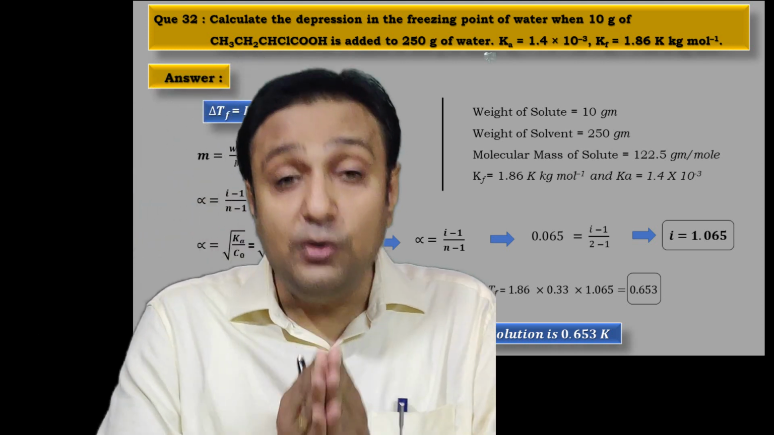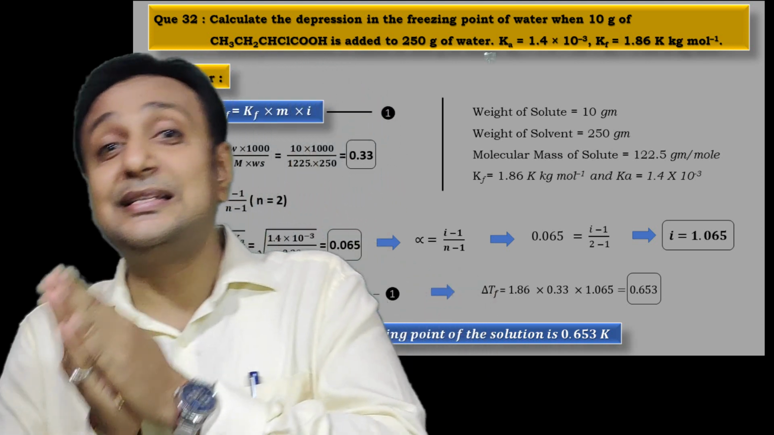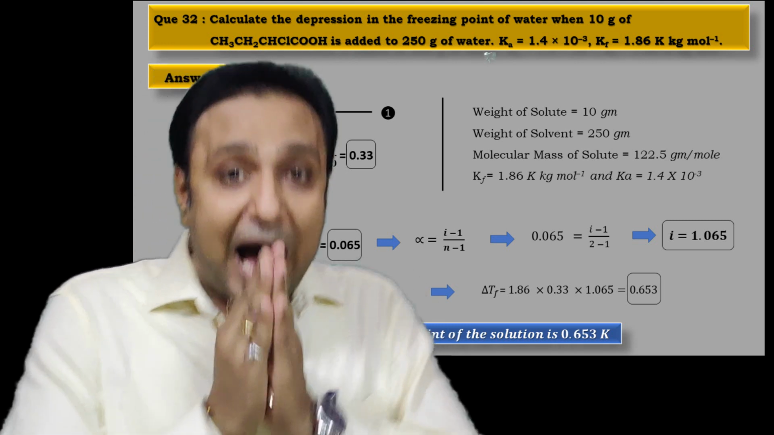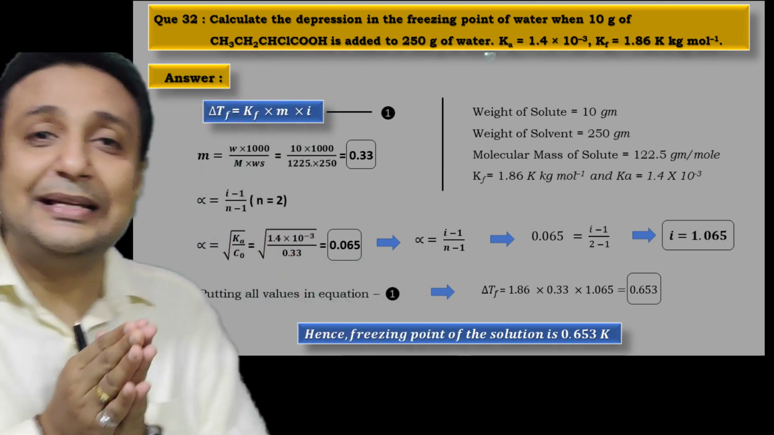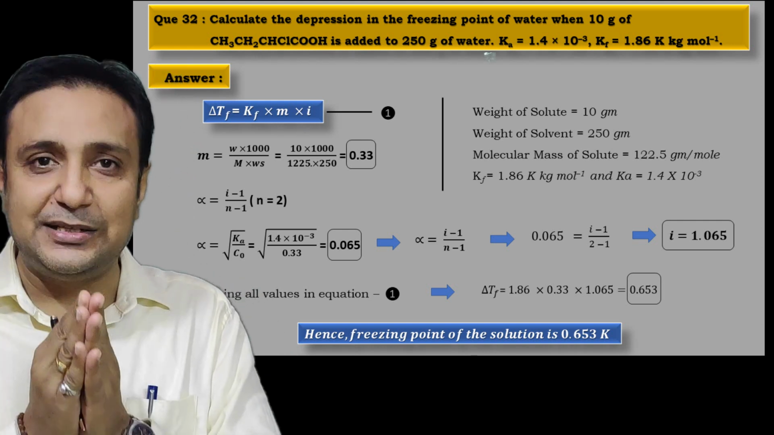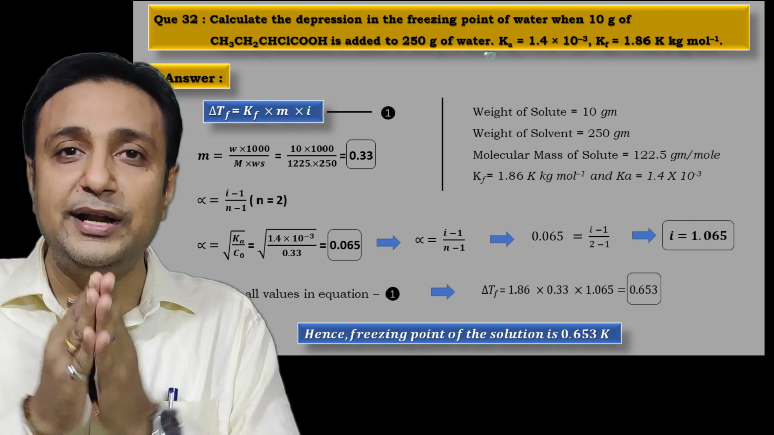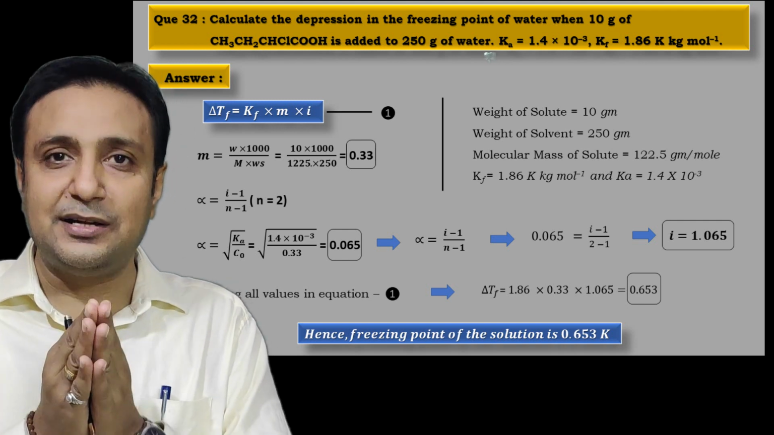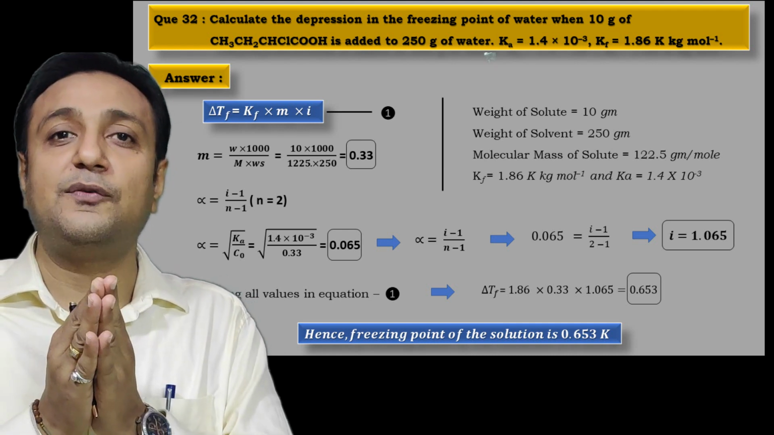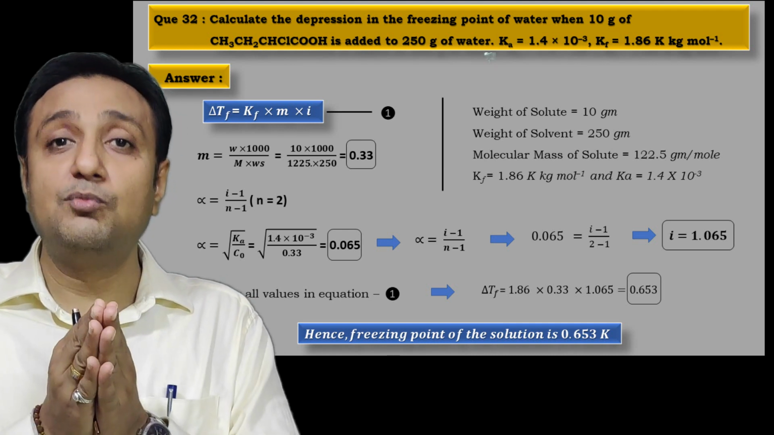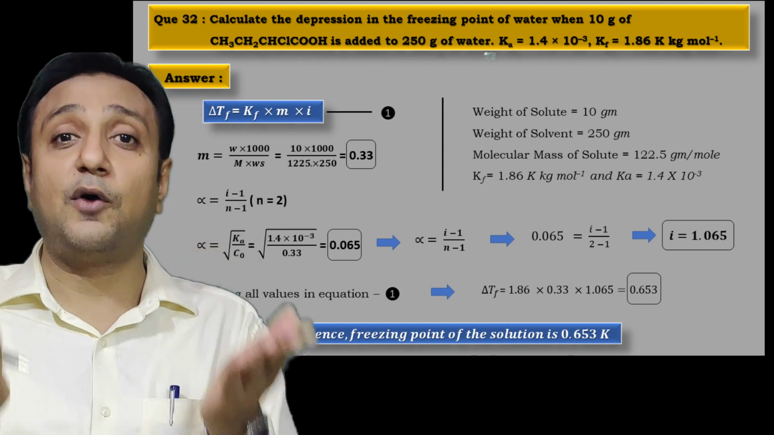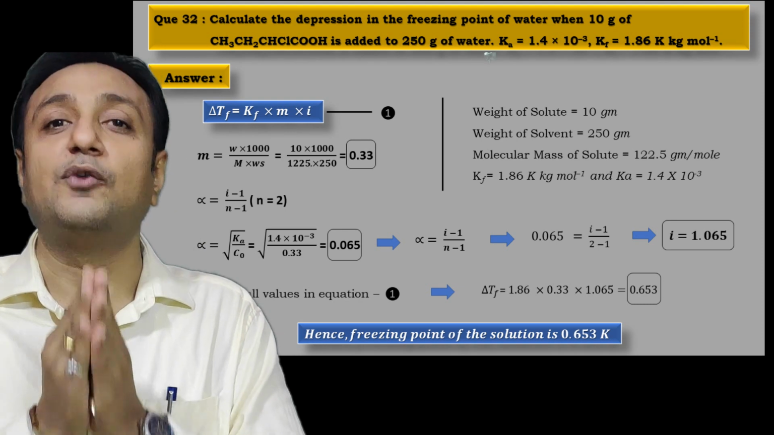But we don't have the value of alpha as well as i. So first we'll have to calculate alpha. Alpha can be calculated by this equation: alpha is equal to under root Ka divided by C0. This equation you have already studied in 11th standard in ionic equilibrium. Ka is the dissociation constant of the acid and C0 is the molarity. But here the value of molarity and molality will be the same because water is taken as the solvent.